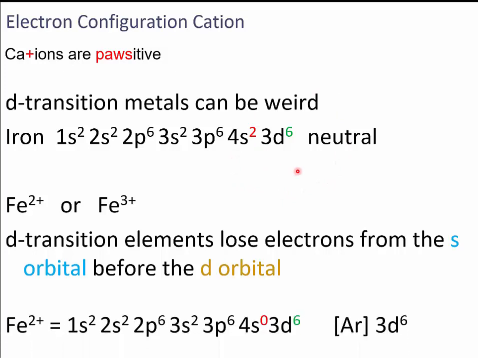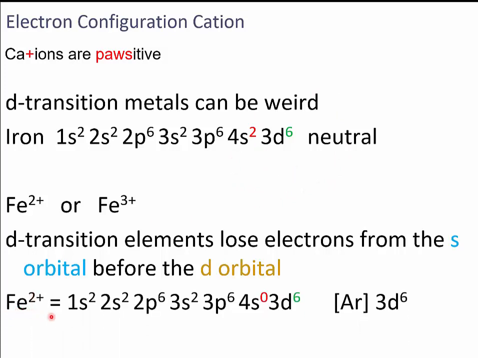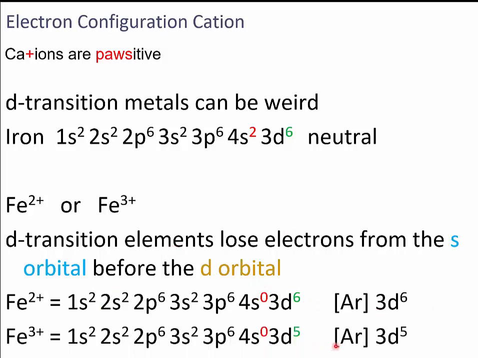So our 2+ ion is going to be 1s2, 2s2, 2p6, 3s2, 3p6, 4s0, 3d6, or argon 3d6. If you're doing a +3 cation, you're going to take away these two electrons in the s orbital, and then you're going to take one away from that d orbital.